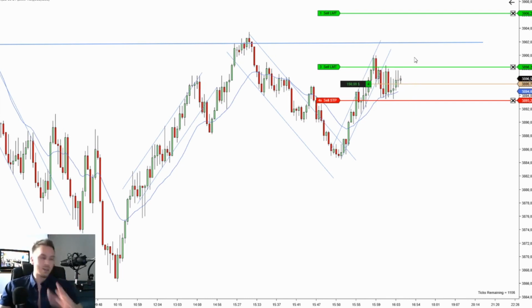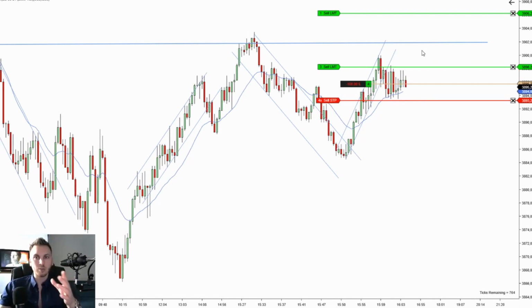I think every software has it. And this is NinjaTrader. I'm trading AMP futures, and MultiCharts has it as well. So every software imaginable probably has this automated strategy. So use it.